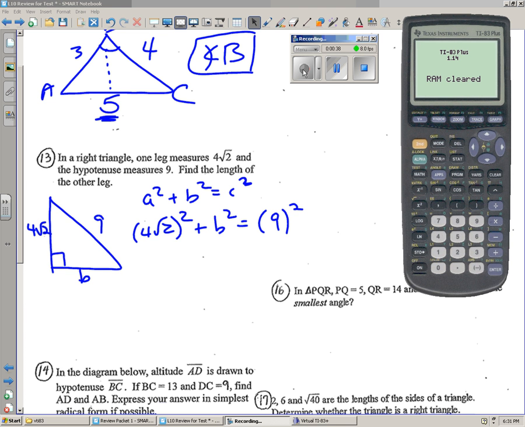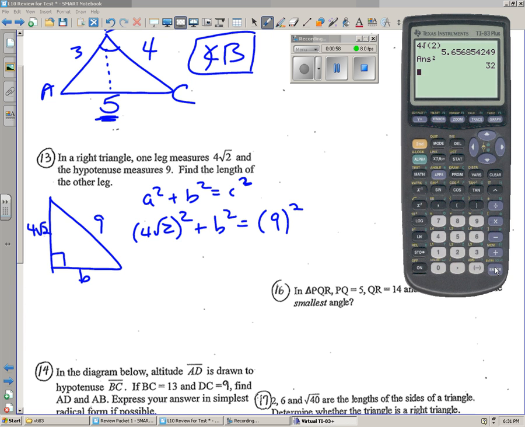All right, I opened up the calculator to show you a few things. A lot of you are having trouble squaring 4 square root of 2, and I think this is probably the easiest way to do it. Type in 4 square root of 2, then press enter, and then square it. That's probably the easiest way to do it for a lot of you.